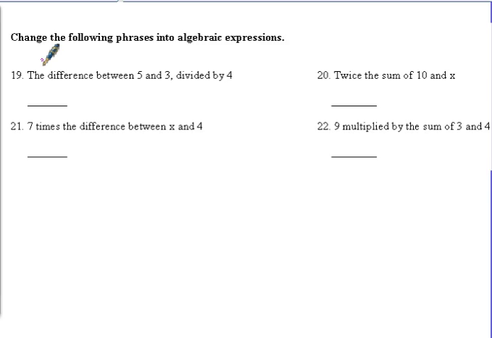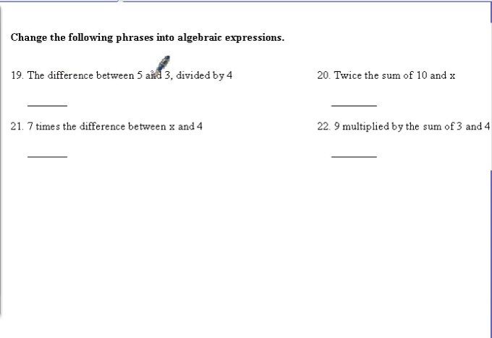So what I'm looking for here is an expression. An expression is like an algebraic or math sentence that doesn't have an equal sign. So I'm not looking for the answer to this problem. So the first one, number 19, the difference between 5 and 3 divided by 4.